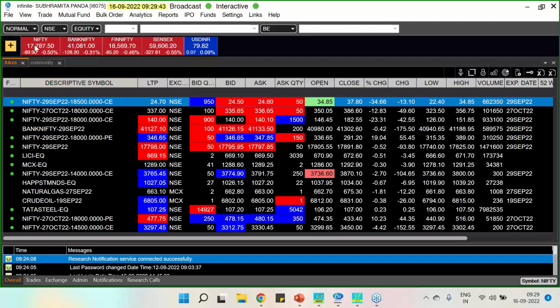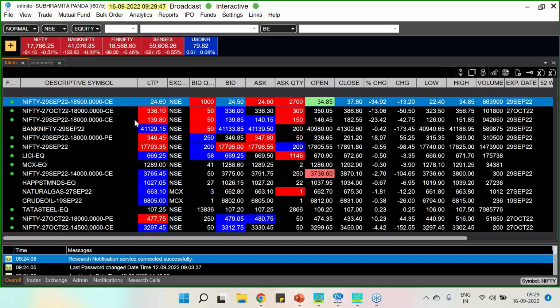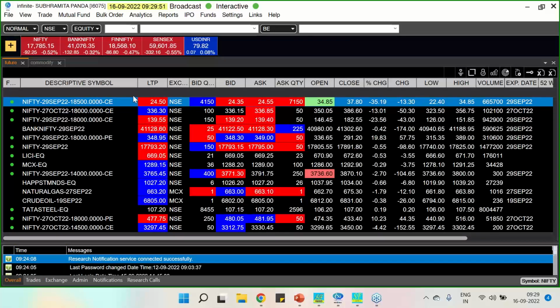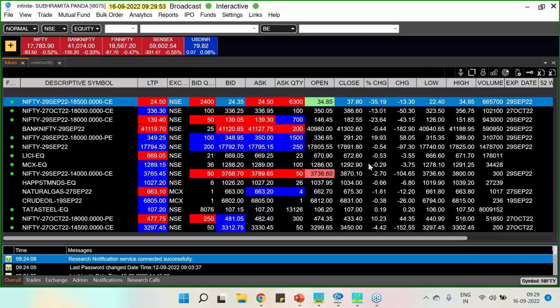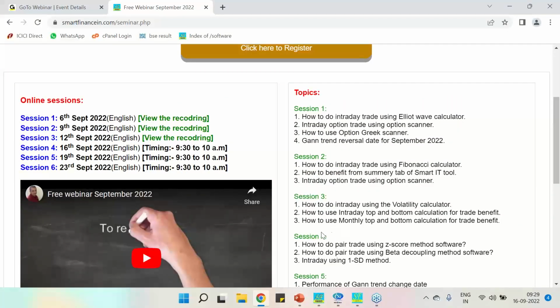So today is the fourth session. As of now, the market is approximately 90 points down. And today we have scheduled pair trade. So the pair trade concepts, how you can trade. Today is the fourth session, 16th September.